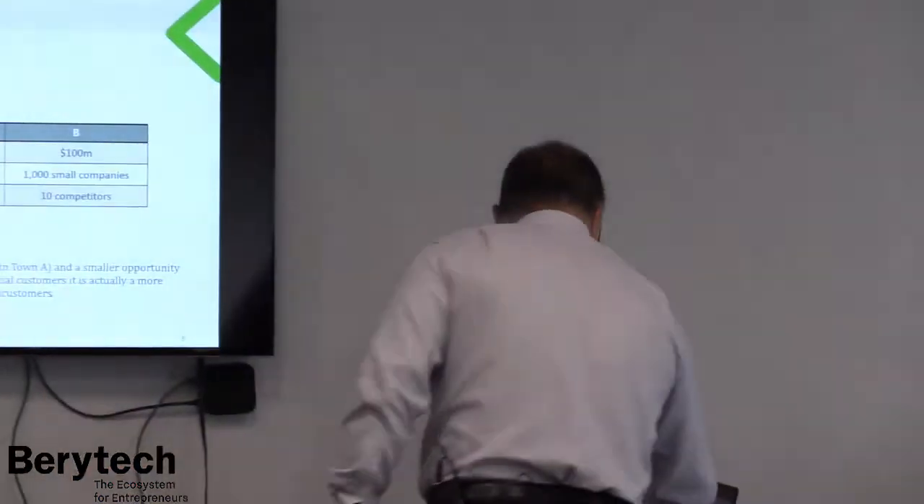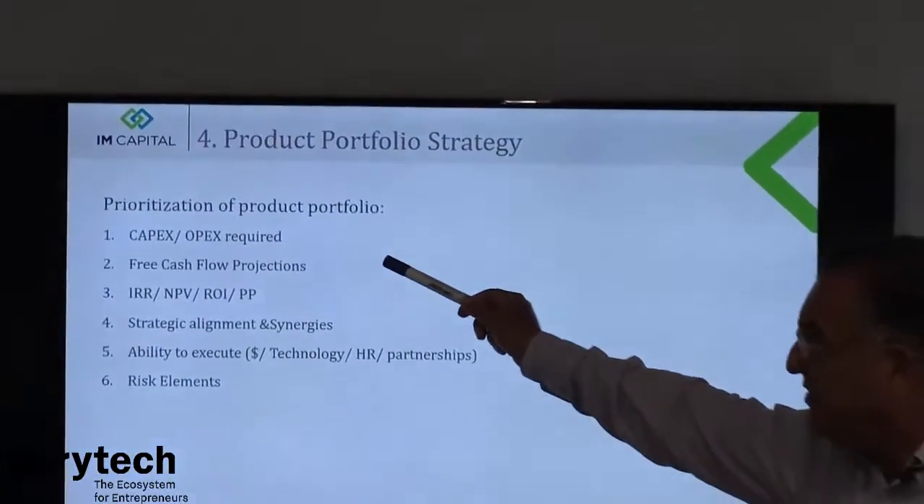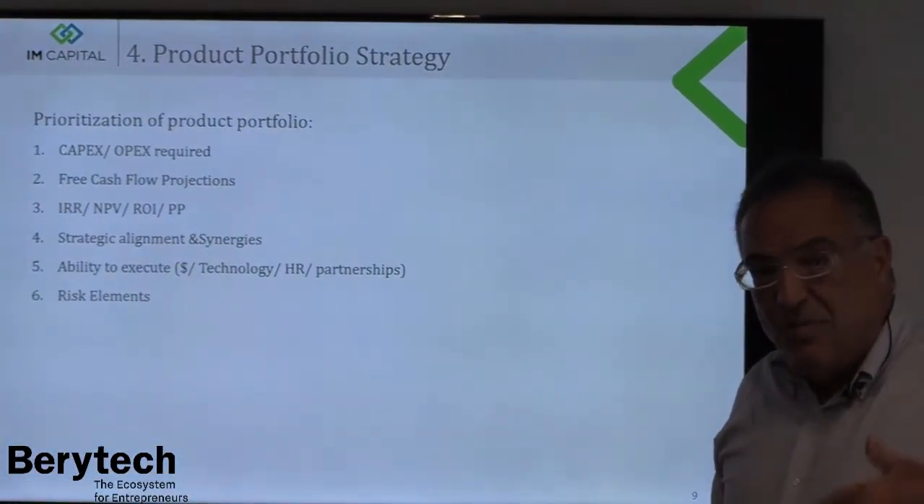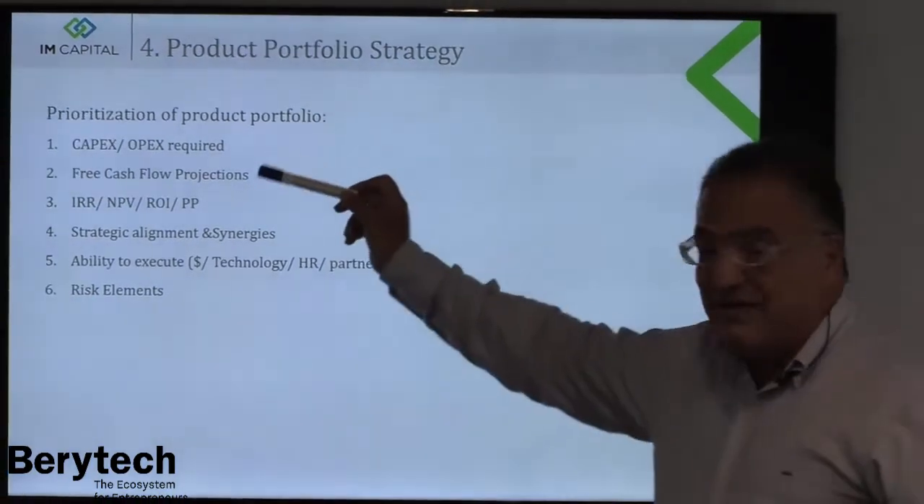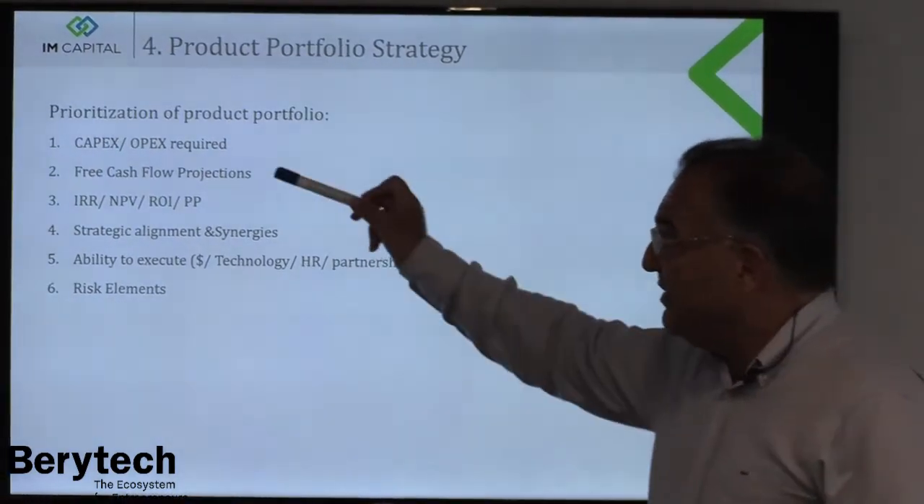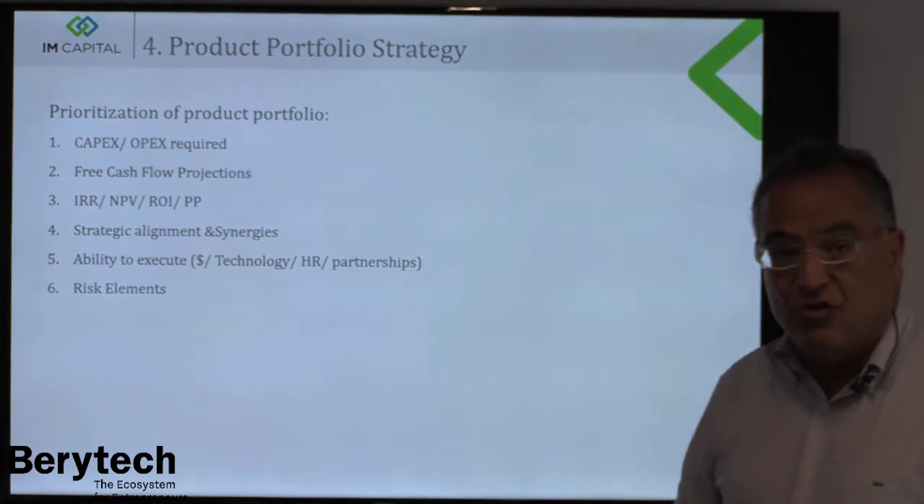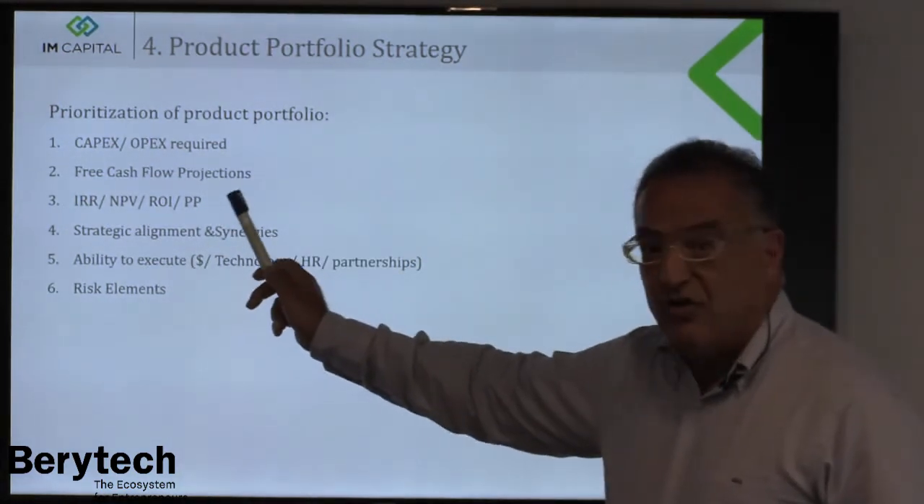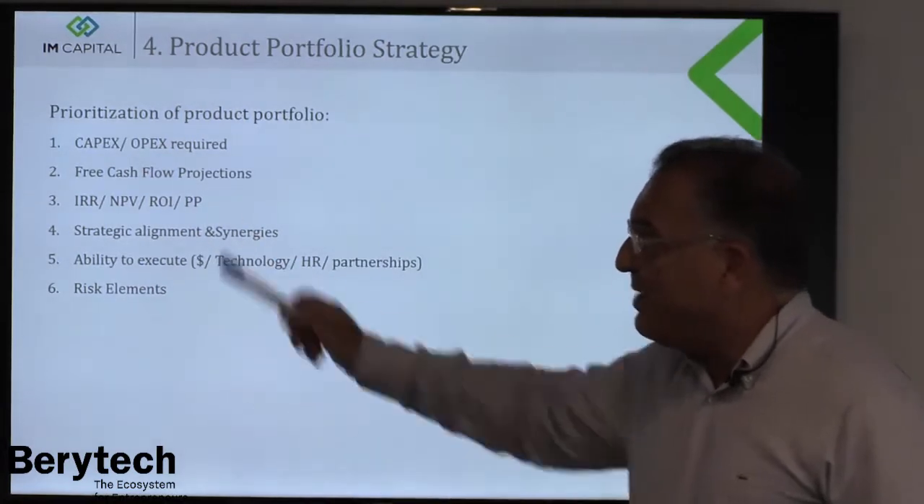And one of the key elements behind this: you have the CapEx. What is the CapEx needed? What is the OpEx? CapEx is capital expenditure, when you're buying. Operation expenditure is salaries, wages. The second one is what are your free cash flows? So from this and from this, you have what? Your internal rate of return, or your net present value, or your payback period.